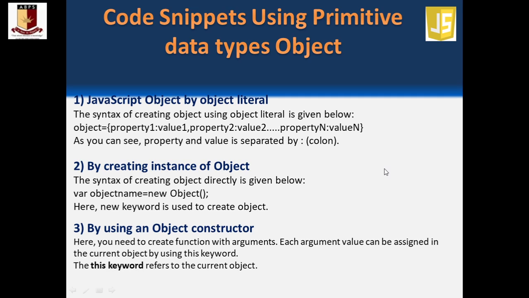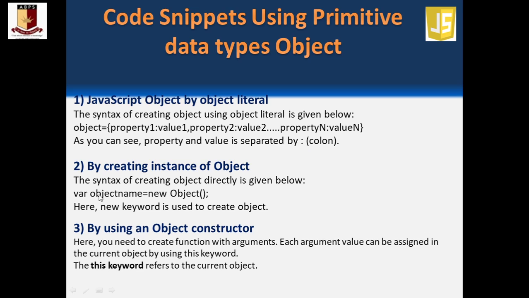Now just check JavaScript object and object literal. The syntax for creating a JavaScript object literal is given like this: object, then property name and whatever value you want to assign, again another property and another value. So you can store different properties, and all the properties and values are separated by a colon.